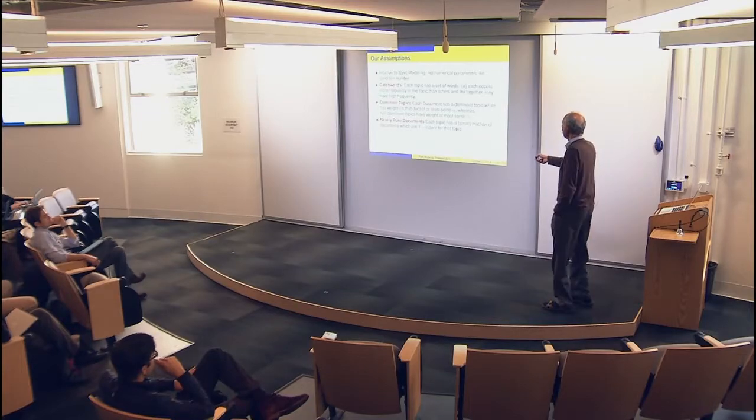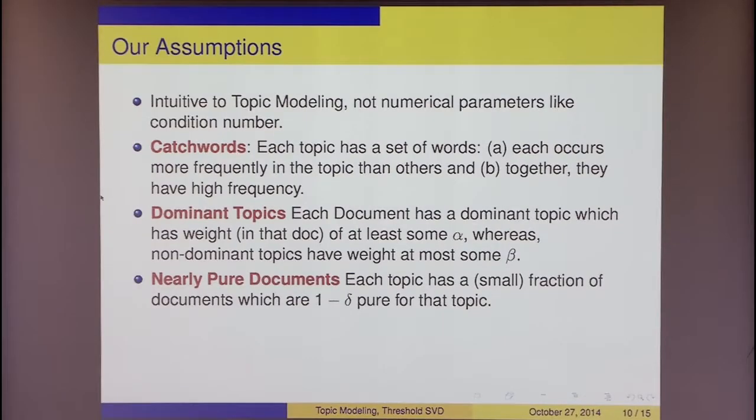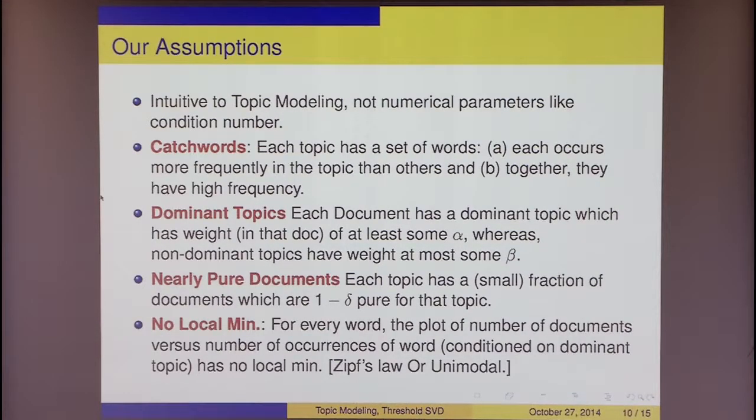Okay, so a dominant topic. This seems a bit strong, that each document has a dominant topic. I'll show you empirical results that say many documents do, majority do. An open problem is to relax the each there, or throw it out, or say many. Okay. Nearly pure documents. We also assume that each topic has a small fraction of documents which are 1 minus delta pure. So there are a small fraction near the corners of the simplex, right? We assume that. And again, if you find those, you're done.